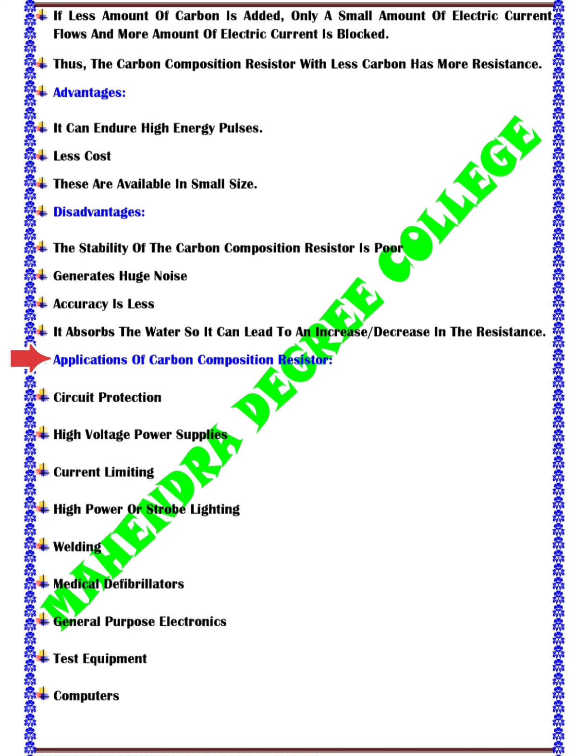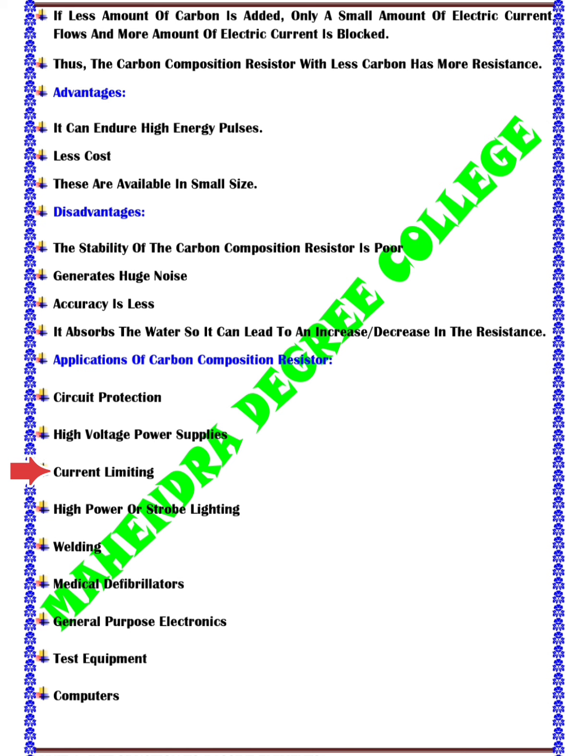Next, applications of carbon composition resistors. First one, circuit protection. It means carbon composition resistors are used in surge protection due to their high energy handling capability. Second one, high voltage power supplies. It means carbon composition resistors are suitable for circuits that require withstanding voltage spikes.